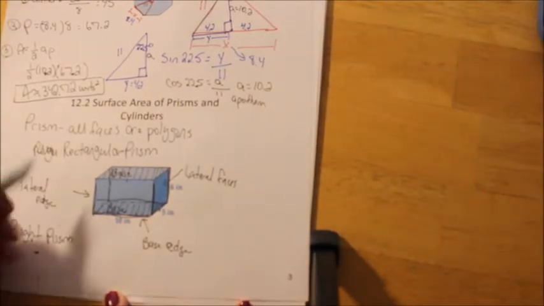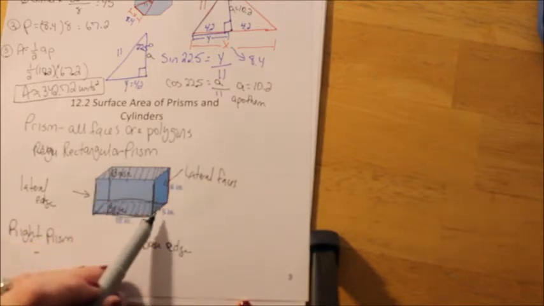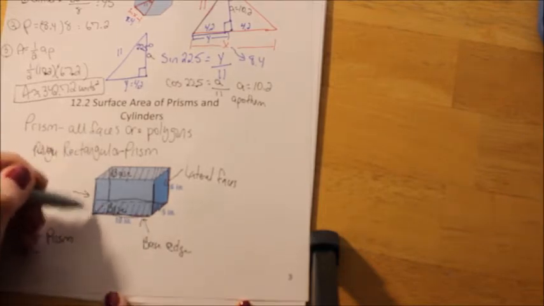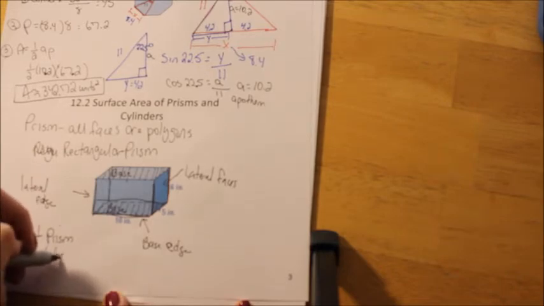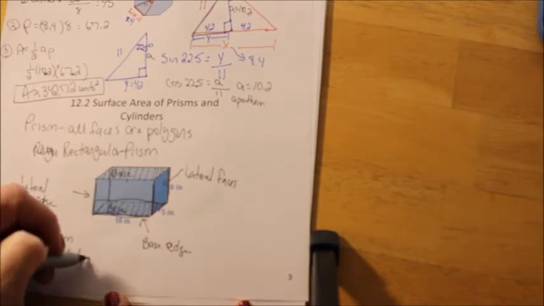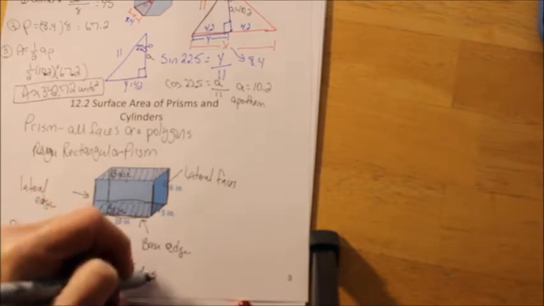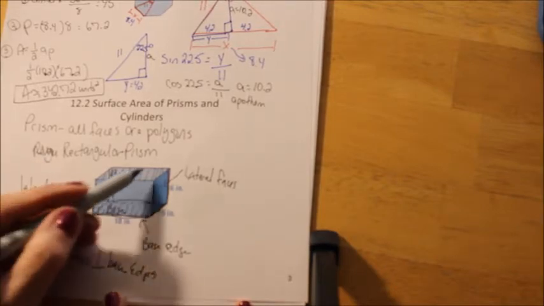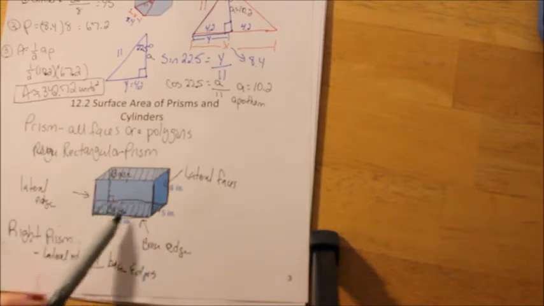Okay, right prism. And that is where your lateral edges and base edges are perpendicular. The lateral edges are perpendicular to the base edges. So in other words, right here, that would form a 90, and so on and so forth as you go around the figure. So this is a prism.